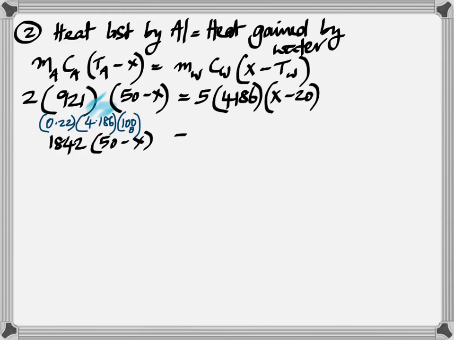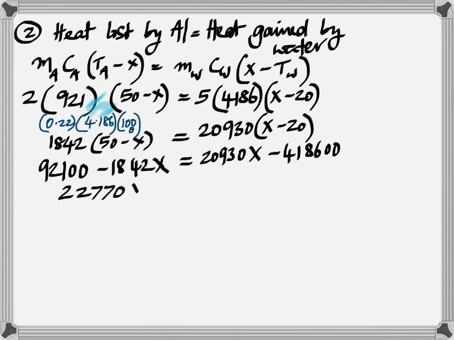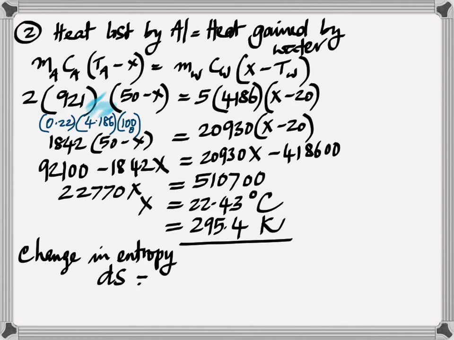Calculate. Bring the X terms to one side. And then you get the final temperature to be 22.43 degrees Celsius, which is 295.4 Kelvin. Now we got to find the change in entropy using dS as dQ by T.